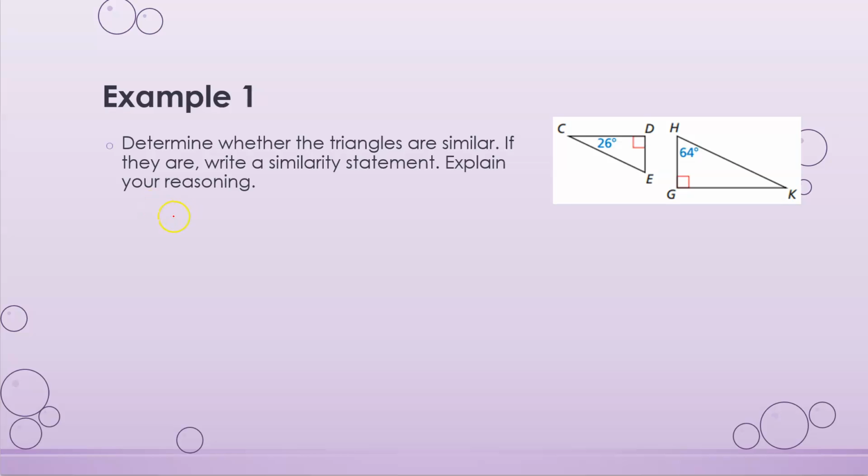So what I want to do is, because I know right here is 90 degrees, the remaining angles in the triangle add up to 90 degrees. So I'm going to take 90 minus 26, which gets me 64 for this angle right here. So because these two angles are the same, sorry, I'm not very good at drawing with the pen on the screen. Because these two angles are the same, the two triangles are going to be similar.